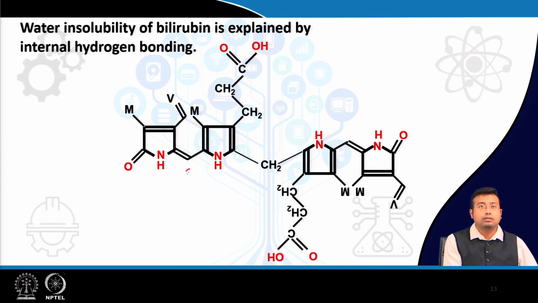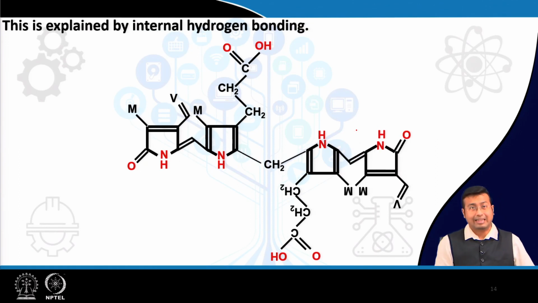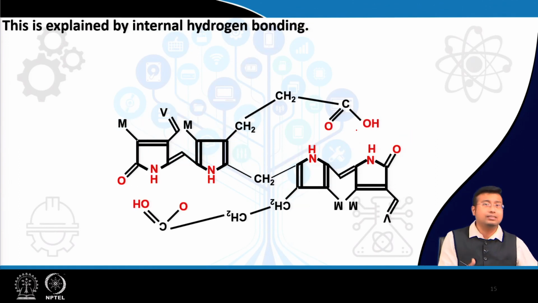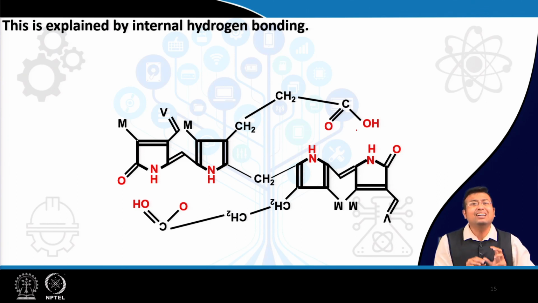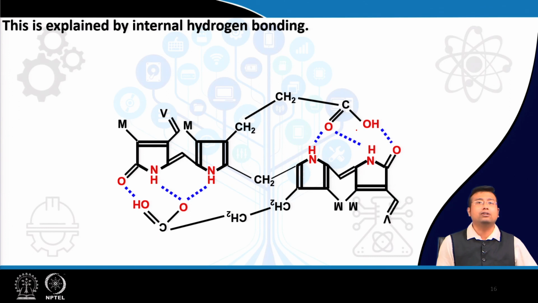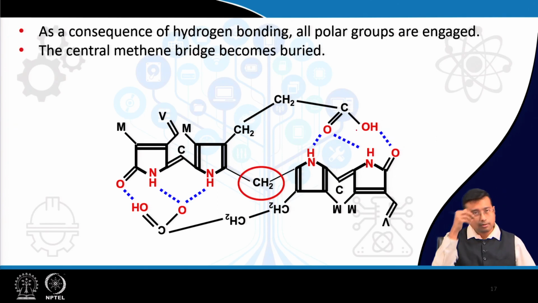You can see this double bond is actually getting like this, right, and it orients itself so that there is a formation of multiple internal hydrogen bonds, intramolecular hydrogen bonds, that leaves no free polar group to be dissolved in a polar solvent. Therefore, it is not soluble in water. Water is the major polar solvent that is present in our system, right. So, it is because of this reason that free bilirubin is insoluble, and the central methane bridge actually becomes buried.